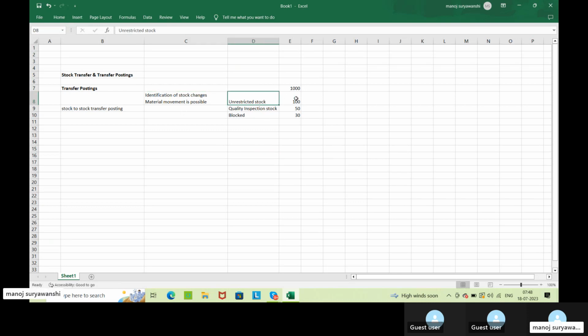Like when I'm transferring, suppose I'm transferring 40 quantities from unrestricted stock to quality inspection stock. So after the movement posting, here 60 quantities will remain, and here 50 plus 40, 90 quantities will be the stock. Here it will be 10 quantities, and here it will be 60 quantities. Right? So what has happened? We've transferred 40 here.